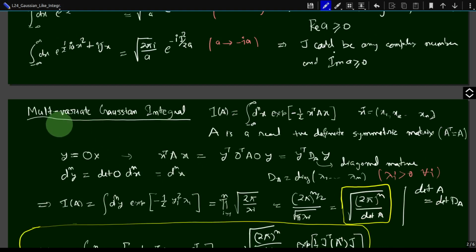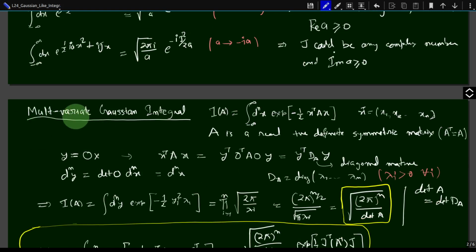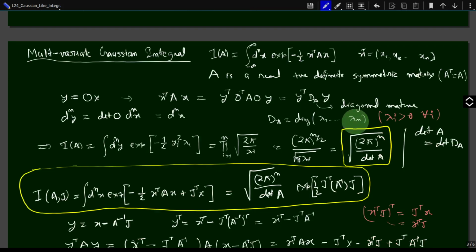Okay, so the next thing comes here. It was all using one variable. Now we consider multivariate Gaussian integrals. So I of capital A is defined as d^n x, so n number of variables, of exponential minus half x transpose Ax, where x transpose is just this row vector, x is the column vector, and A is a real positive definite symmetric matrix, so that A transpose is equal to A.